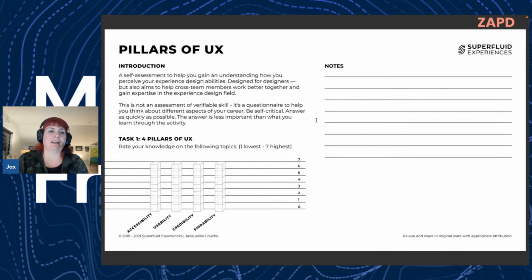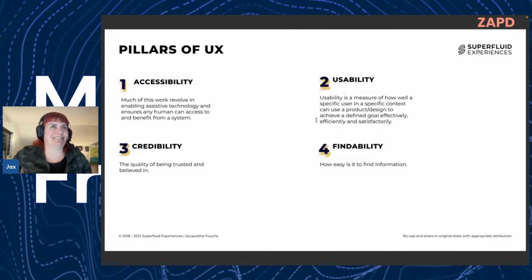Right, you ready? How would you rate yourself for accessibility? How would you rate yourself for usability? How do you rate yourself for credibility? And how do you rate yourself for findability? Right. Now, I hope people are there and listening. There are definitions there, but basically, my question to everyone listening is, was any of that a surprise for you? Have you heard of the pillars of UX before? Is it something that you do every day? Do you think that this is a ground of commonality that we can all share?